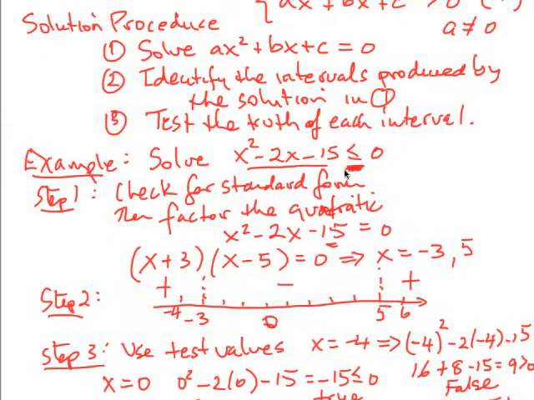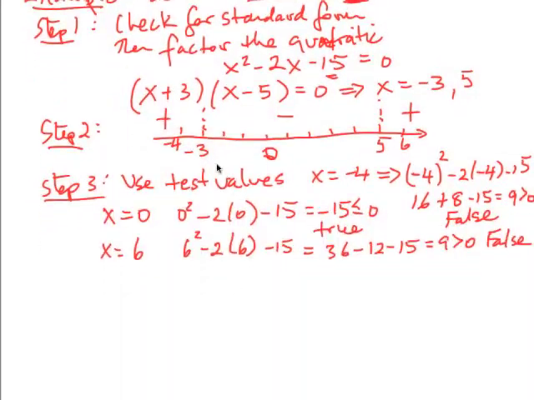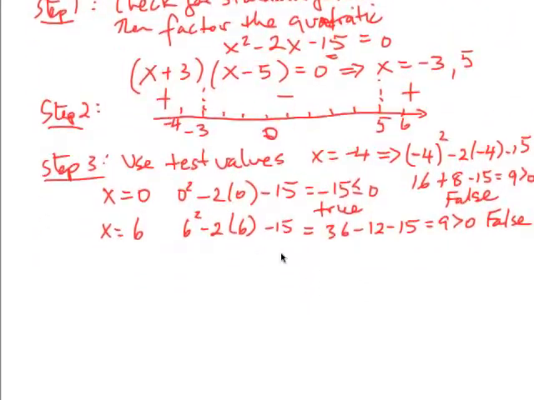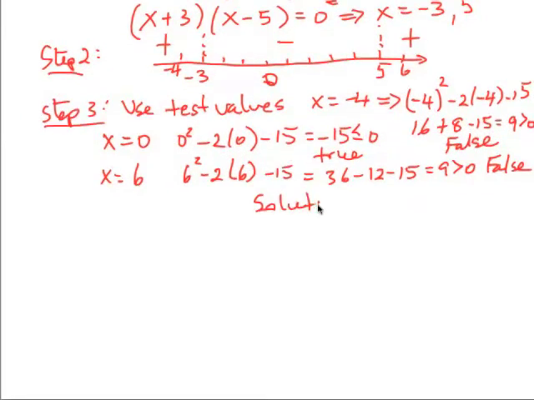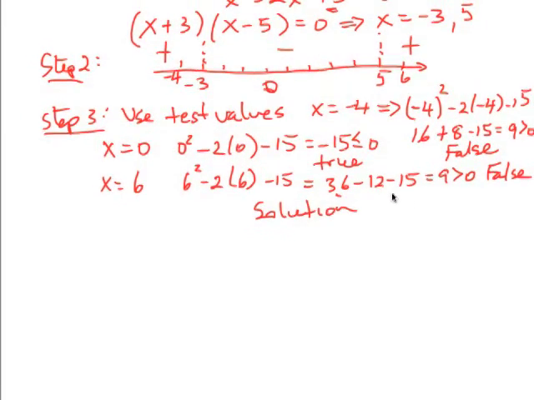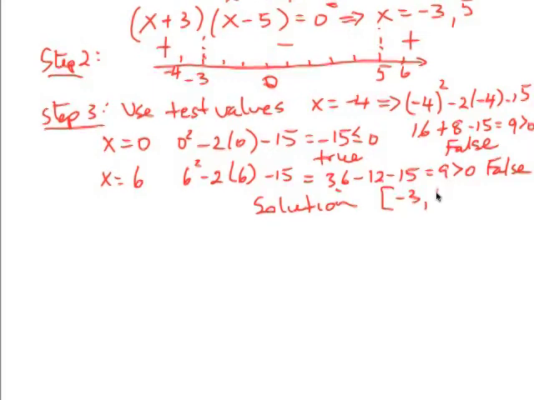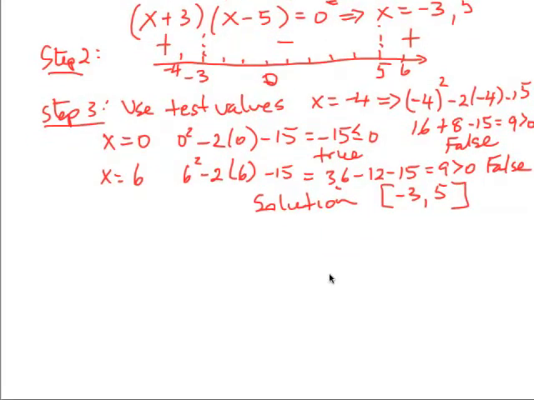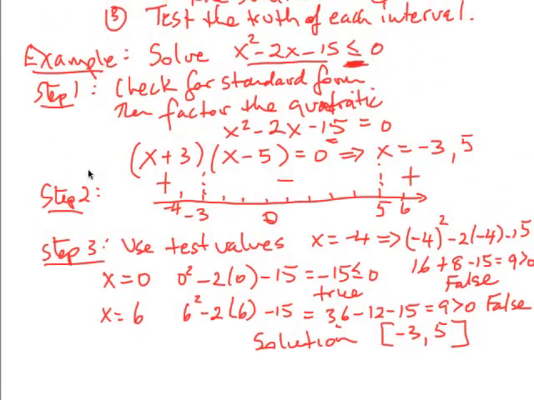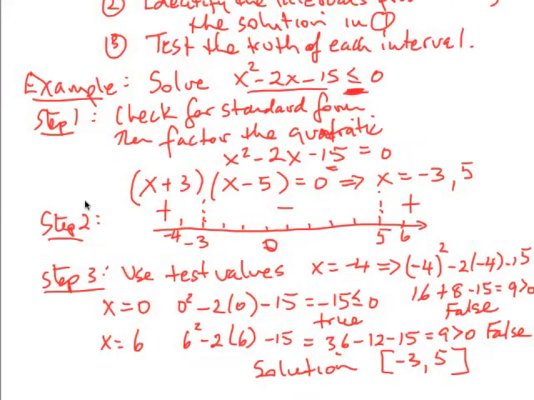So I'm looking for when it's less than or equal to 0. So of course it's going to include negative 3 and 5. So my solution is an interval which is negative 3 to 5, like so. And that's how we would solve this particular type of problem.